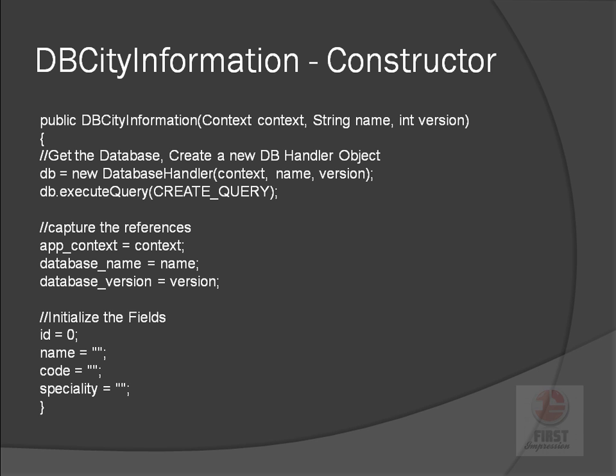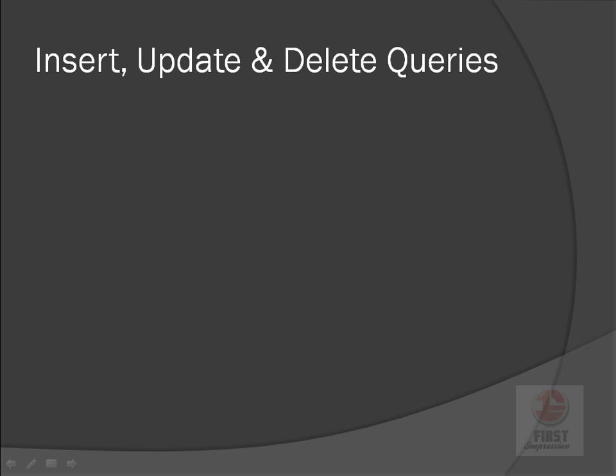Then we created the DBCityInformation class. Inside this class, we defined the database handler object. We defined all the fields, we defined the table name and we defined the values of the fields. We have created the create query, that was create table if not exists. Then we had the constructor for the DBCityInformation class. Inside this constructor, we created the database handler's object and we executed the query to create the database, which was the create query. We got the references of the context, the name and the version, and we initialized all the fields.